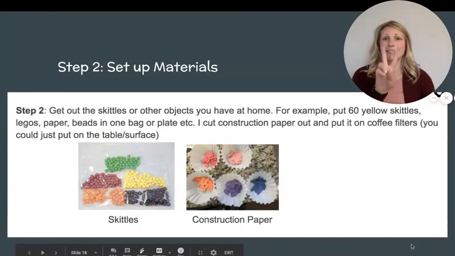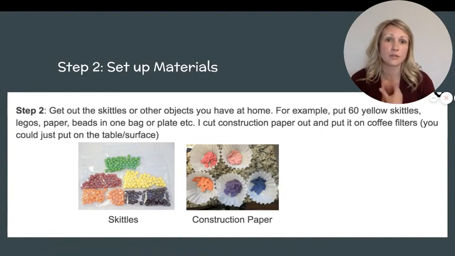And then the second step is to get out Skittles or other objects that you have at home. So I didn't have Skittles, so I cut up 10 more construction paper. You're going to need 60 pieces of these. Now, if you didn't have access to all of these colors, that's okay. You could have just done 2 or 3, whatever you have available at your house. So I cut up 60 pieces of red, 60 pieces of pink, orange, purple, and blue construction paper.